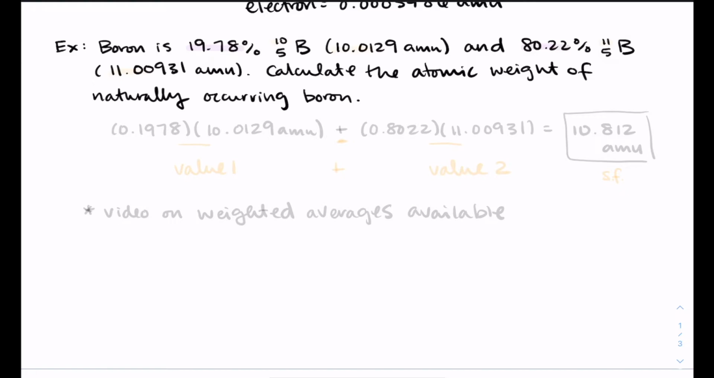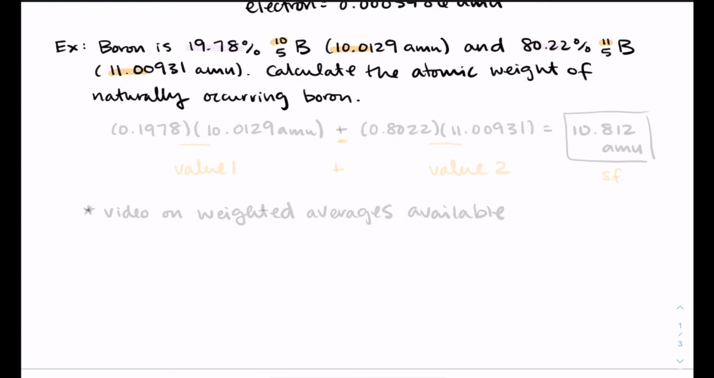Calculating the atomic weight means doing a weighted average of the isotopes that boron exists as. When we set this up, we will have the percent for boron 10 times the mass for boron 10 plus the percent for boron 11 times the mass for boron 11. I've got these highlighted here: the percentages 19.78% and 80.22%.